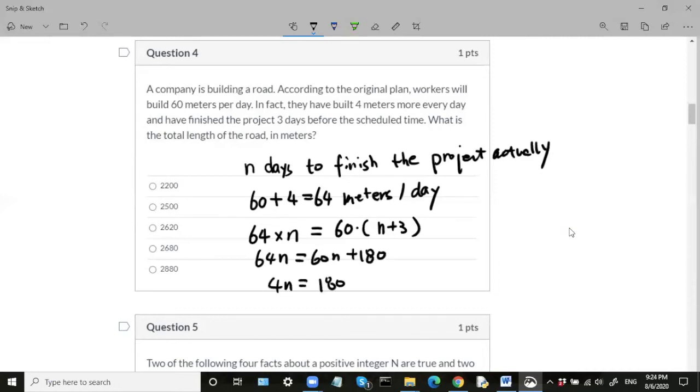So 180 divided by 4 equals 45. Okay, so we actually have 45 days to finish the project. Then the total length is 64 multiplied by 45. So we have 4 times 45, 64 times 45, which is 2,880. Okay, which is D.